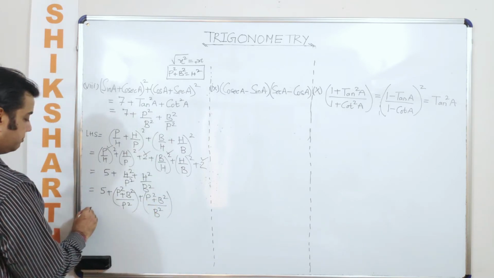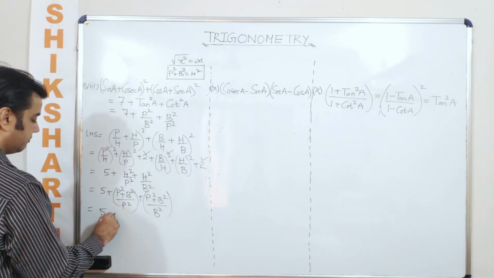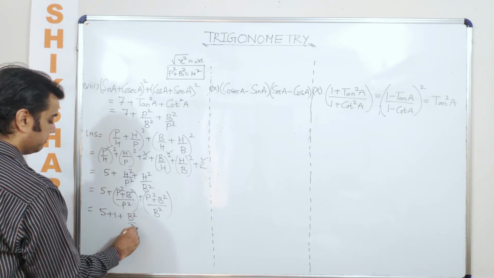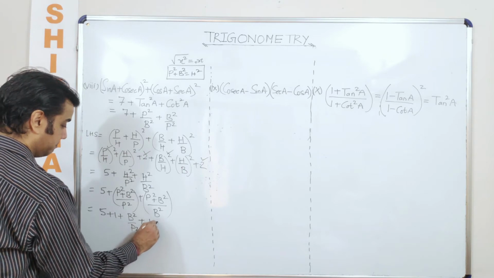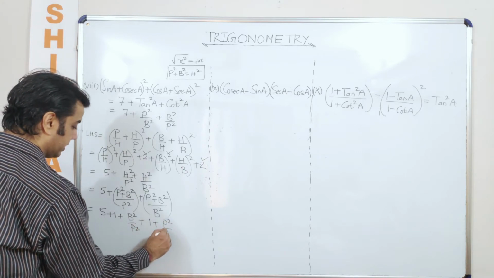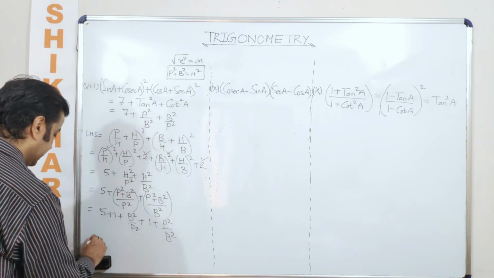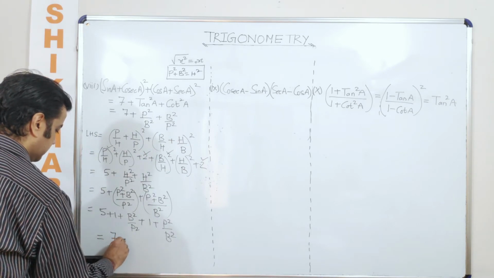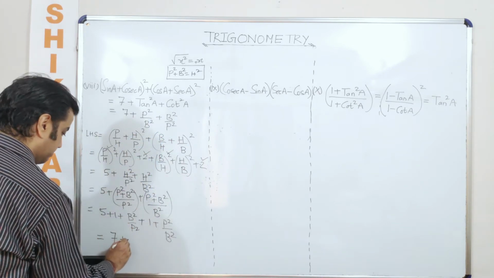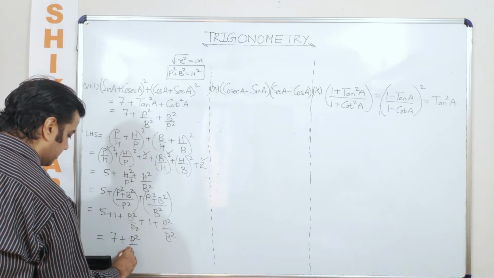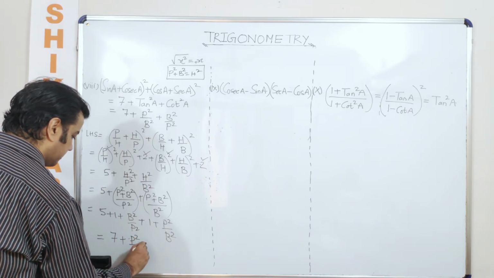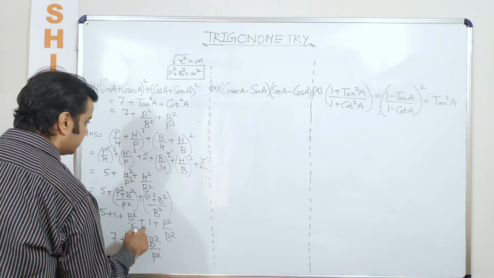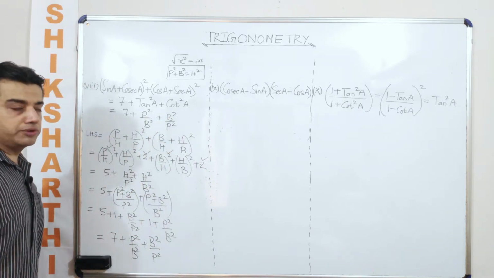And this eventually gives me 5 plus 1 plus b by p, which is b square by p square plus 1 plus p square by b square. So finally I'll write this as 5 plus 1 plus 1, which is 7 plus p square by b square plus b square by p square. So this is equal to RHS, hence proved.